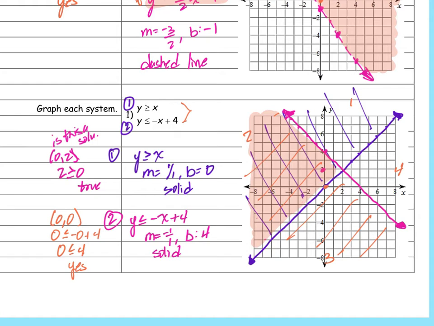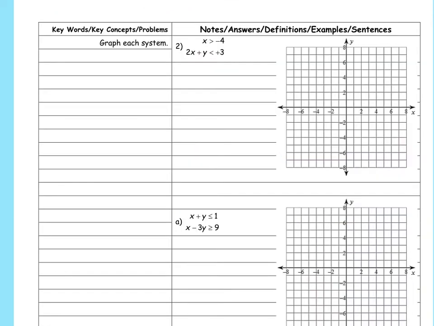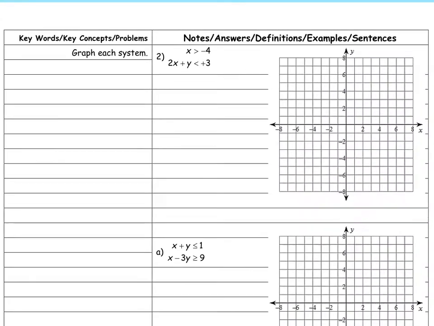Okay. So I think we have a couple more examples, or one more example, and then it's your turn to do 2 or 3 of them. I don't remember how many it is.